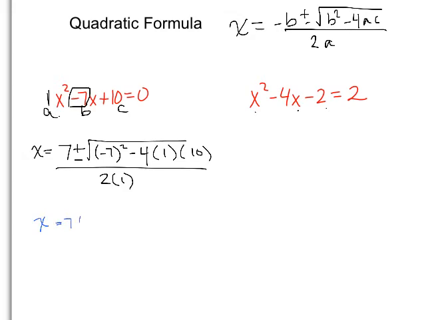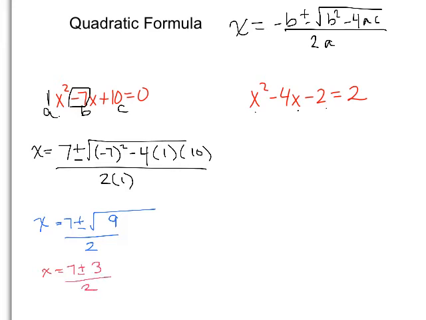x equals 7 plus or minus square root. If you need a calculator, you can use one. 7 squared is 49 minus 4 times 1 times 10 is 40. So you'd be left with a 9 inside that square root all over 2. Then you can find the square root. x equals 7 plus or minus, the square root of 9 is 3, all over 2.